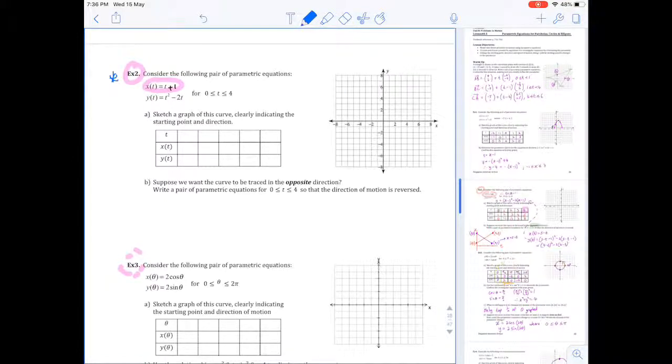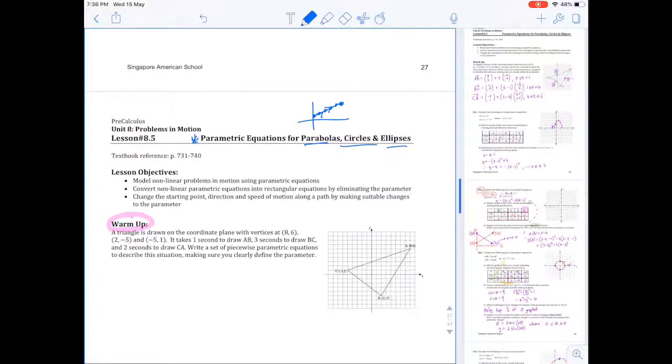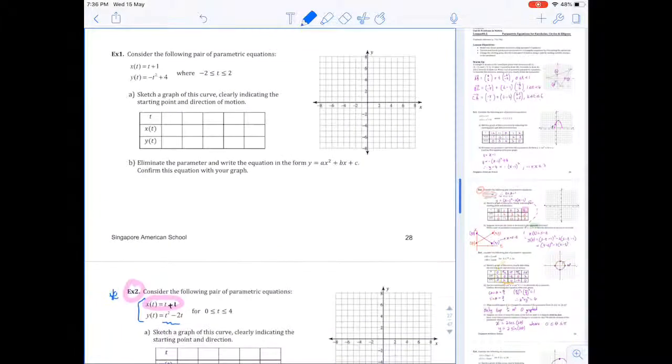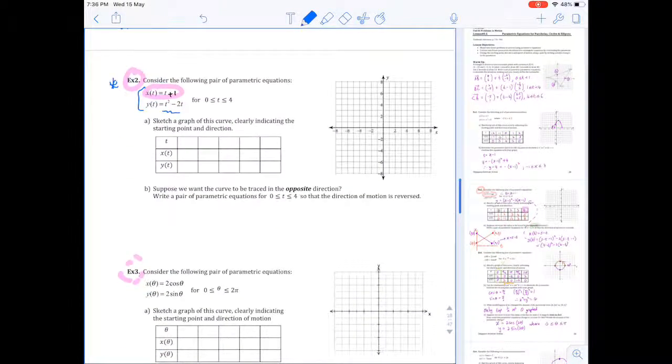First things first, we've got a set of parametric equations, x of t and y of t, both defined in terms of t. The difference here is that y of t is now quadratic. So hopefully you're thinking that we must be dealing with a parabola. As I mentioned before, when we restrict the time domain and layer time on top of the rectangular equation, we're typically interested in graphing a piece of the parabola with a defined starting point and a defined direction.